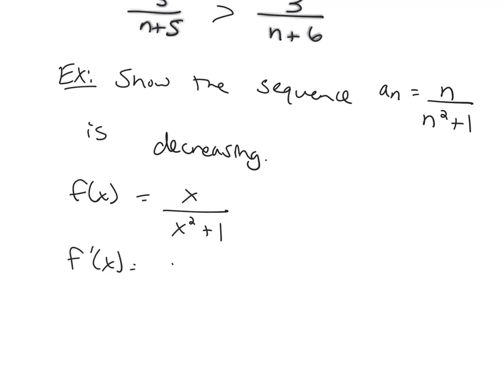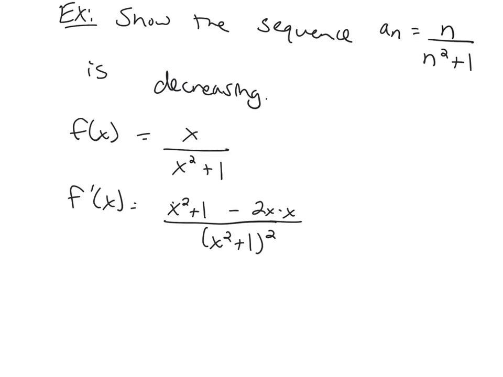x squared minus 2x times x, over x squared plus 1 squared. Okay, so let me go ahead and simplify that. Yeah, so we did the quotient rule, right? And this will be x squared minus 2x squared, so it'll be 1 minus x squared.